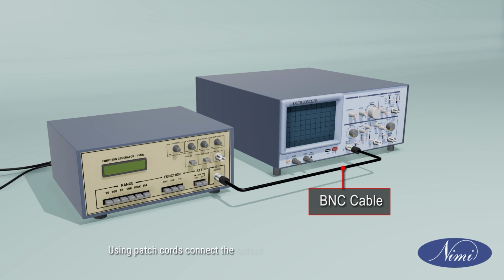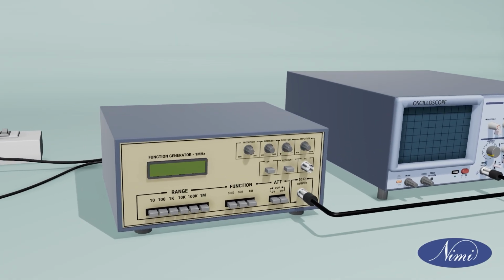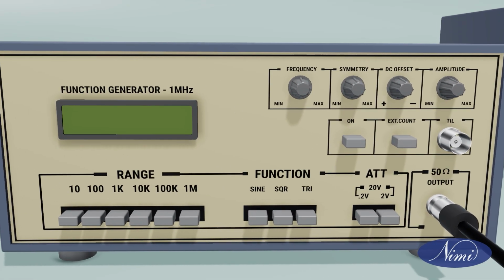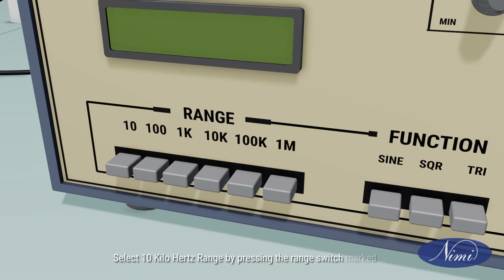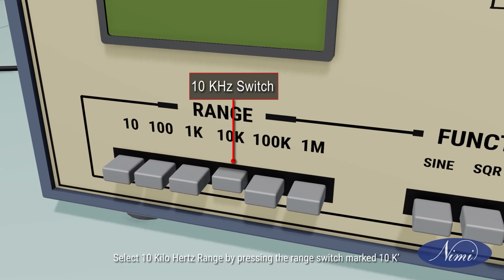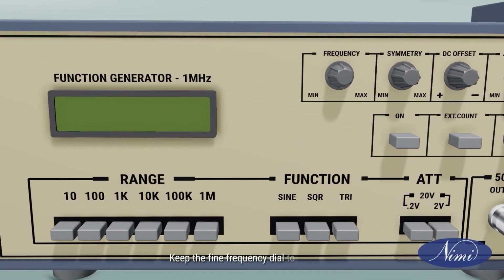Using patch cords, connect the output terminals of the function generator to the input terminals of the CRO. Keep both the instruments in off position. Press the function switch to select sine wave. Select 10 kHz range by pressing the range switch marked 10K. Keep the fine frequency dial to position 2.